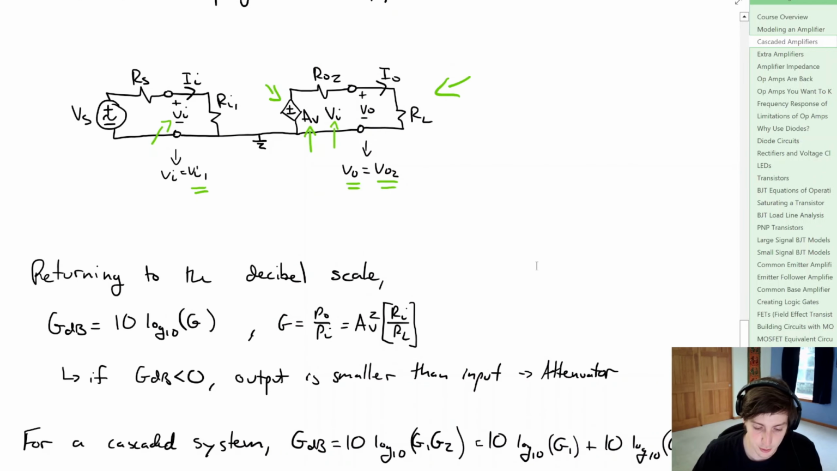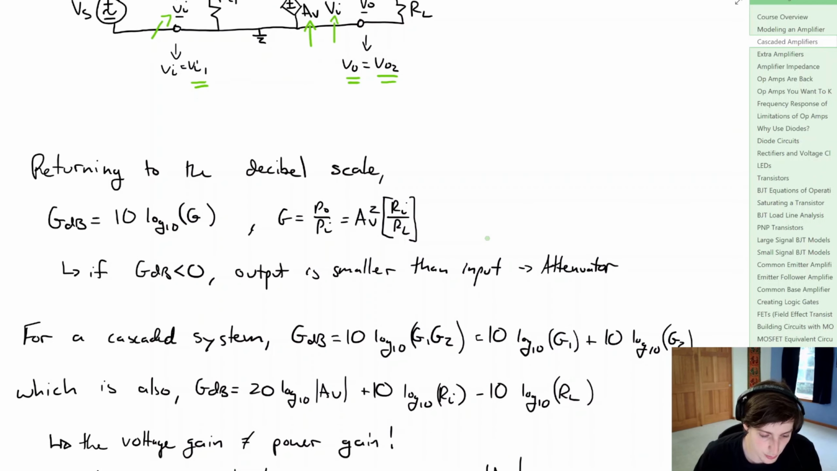So we're going to return to an old topic that we talked about in the advanced circuit analysis course, and that's going to be the decibel scale. So what we can do is consider the gain in the decibel scale simply by GdB, and that's going to be equal to 10 times log base 10. But we can recall from previous videos that the power gain is equal to the output power divided by the input power, which is also equal to the voltage gain squared, and then we have this ratio of the input resistance or impedance divided by the load resistance.